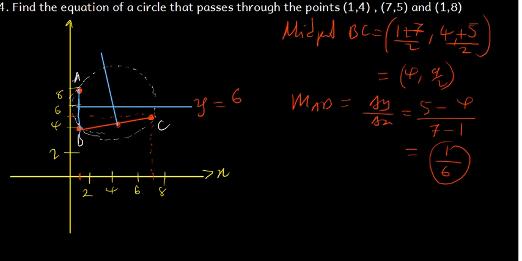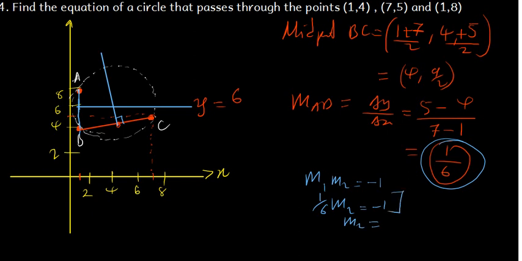So what will be the gradient of this perpendicular bisector? So the gradient M1 times M2 is going to give us negative 1, because they're making 90 degrees here. So if we multiply the gradient of BC, that is 1 over 6, by M2, it should give us negative 1. And so that gradient M2 is equal to, you can simply multiply by 6, so that this 6 and this 6 cancel. And then 6 times the negative 1 will give us negative 6. So this is the gradient. Now, since we know the midpoint, this point here, and then we know the gradient, we can find the equation of that line.